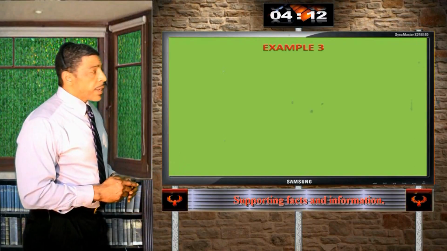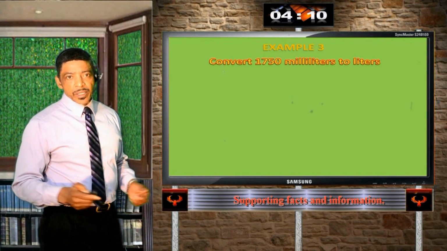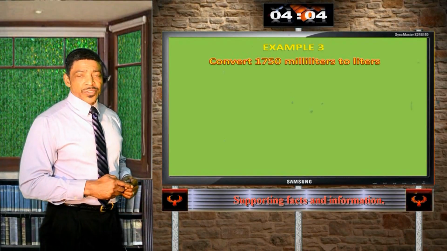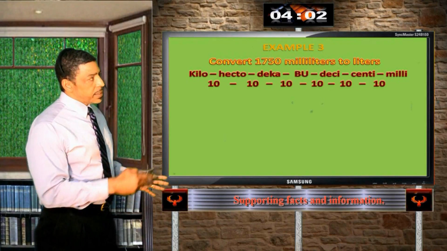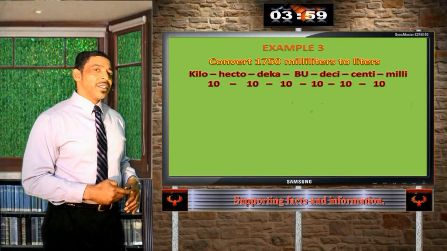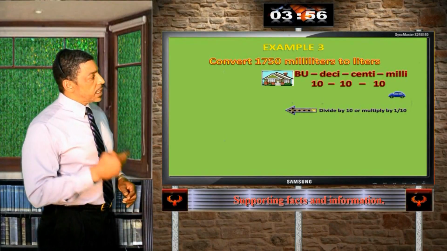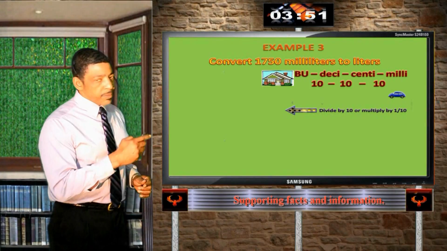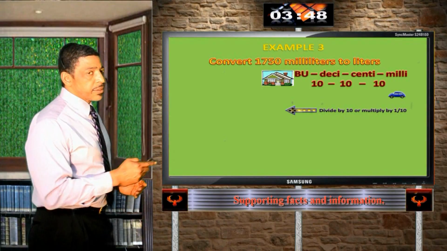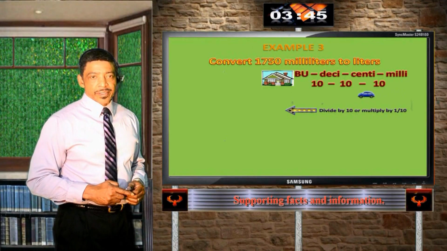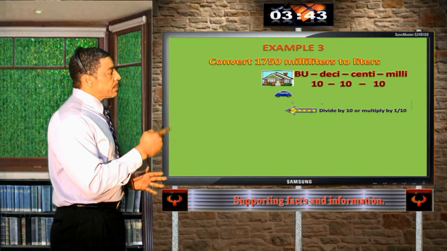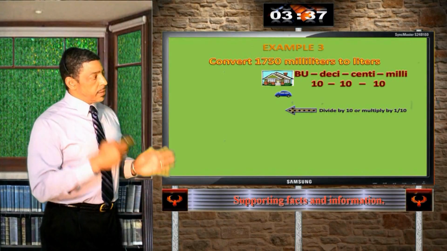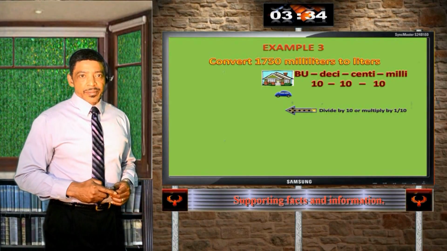In this example, we're asked to convert 1,750 milliliters to liters. Okay, step 1. Write the simple metric scale, placing the base unit in the center. Eliminate the unneeded portions, set the destination and the origin, where the destination will be the base unit liter, and the origin will be milliliters. In order to go from milli to the base unit, we must pass centi and deci. We're again going to the left, which means we divide by tens or multiply by the reciprocal of tens. In this case, we divide by 10 3 times.